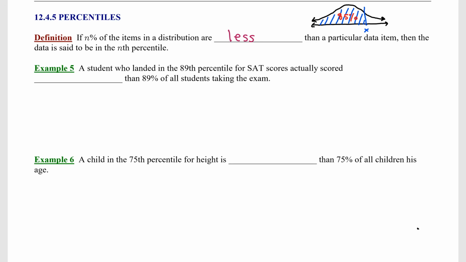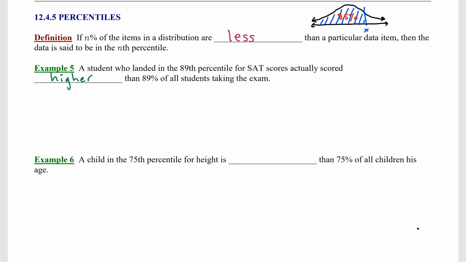For example, a student who landed in the 89th percentile for SAT scores actually scored higher than 89% of all the students taking the exam. So when you are placed in a particular percentile, you know where you stand relative to the rest of the population. The percentile is describing the percentage of data points that are less than that particular data point. So an 89th percentile for the SAT test means that particular student scored higher than 89% of all students taking the exam.